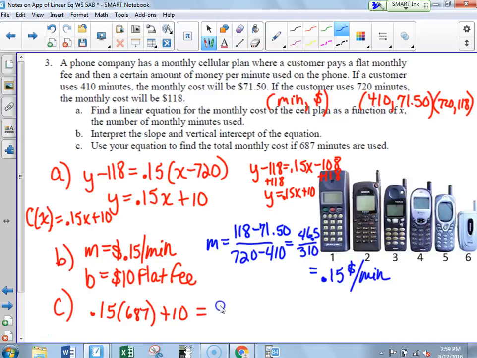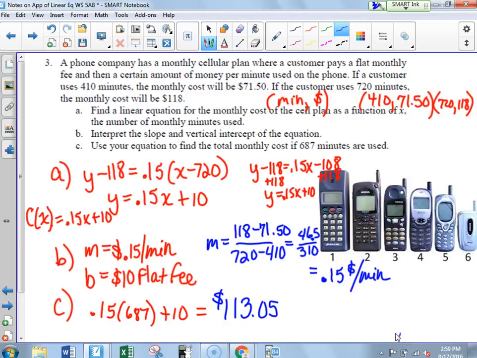Anybody know what this one comes out to? $113.05. Okay, and that's just dollars, right? You could write for 687 minutes if you wanted, but I'm okay without. Anybody lost? Need me to go back over how I did something?